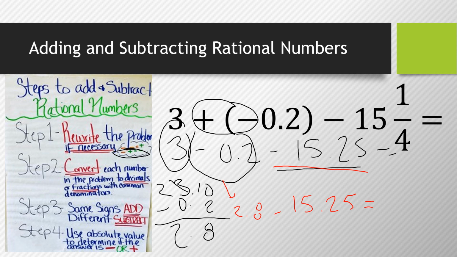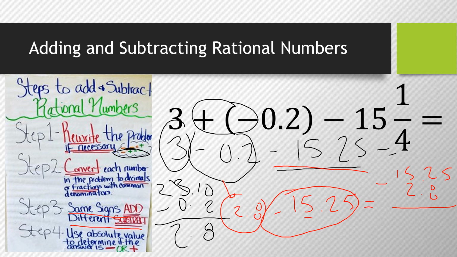Okay? So remember what we did before. Same signs add, different signs subtract. I have a positive 2 8/10 and a negative 15 25 hundredths. So I know they have different signs, subtract. I know my answer is ultimately going to be negative. So what I'm going to do is put the bigger number on top, the number of the bigger absolute value, which is 15 25 hundredths, minus, make sure you line everything up, 2 8/10.